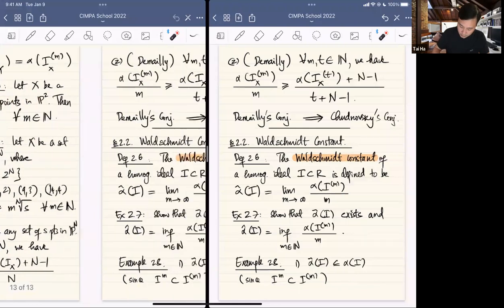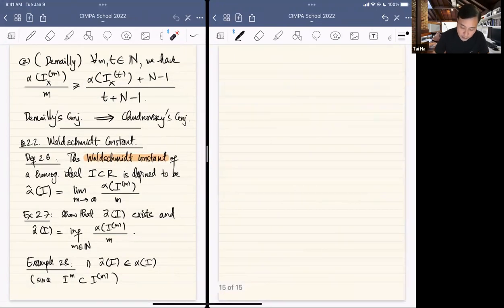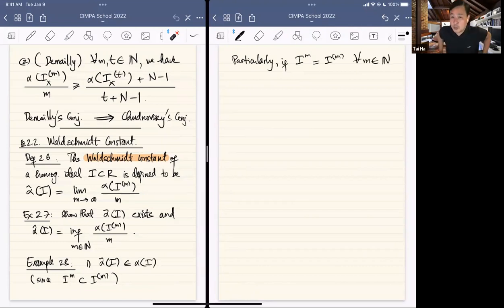And so this is easy, and particularly if you have the equality for all m, and this equality is one that a lot of algebraists have been studying lately, then we have the equality between alpha of I and its Waldschmidt constant. So that's one example. The next example is this.